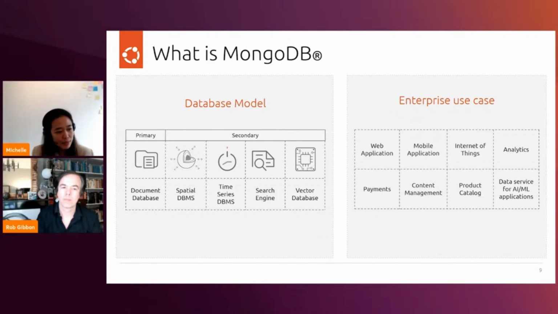The other data models are, of course, the geospatial, the time series. It also has vector database capabilities, but these are all like secondary data models that MongoDB offers.